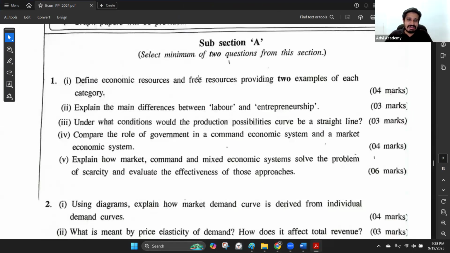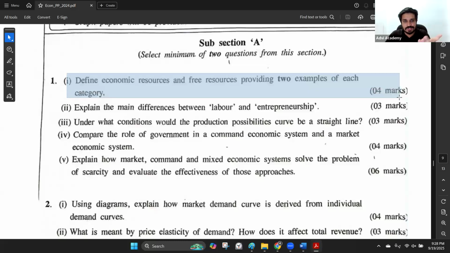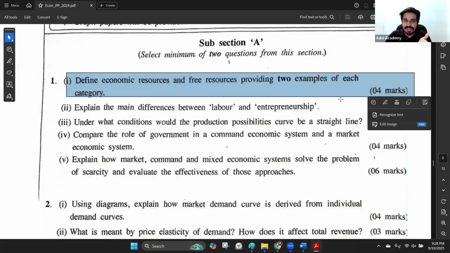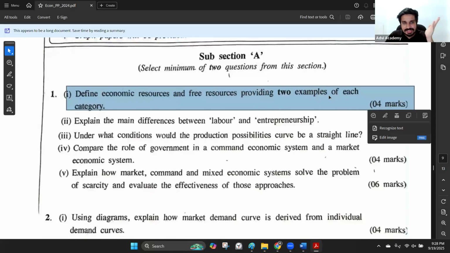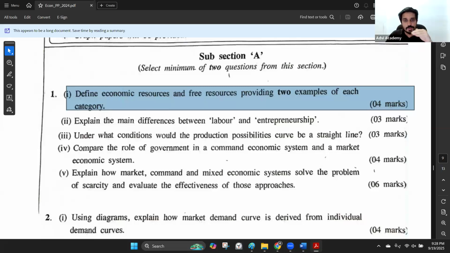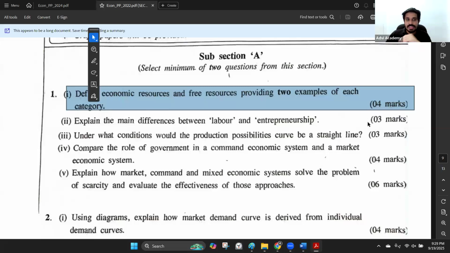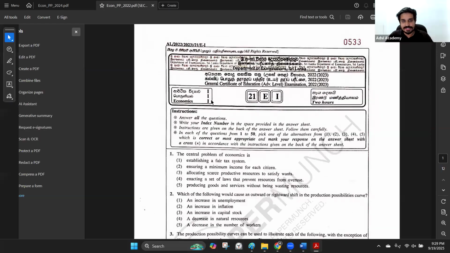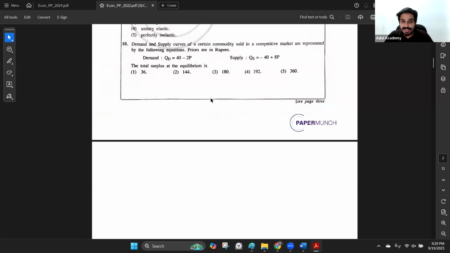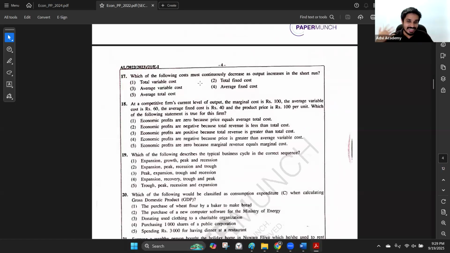Define economic resources and free resources and non-economic resources, providing 2 examples of each category. This is an easy question, a grade 10 child can answer this, basically, right? Maybe not a scholarship child, but at least a grade 10 child. These are easy ones. But there have been 1 or 2 years in between where they give a tricky, fun question. So we have to be prepared for those. That is the new trend.